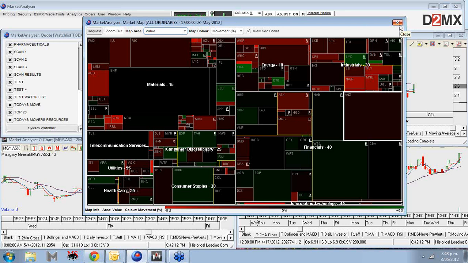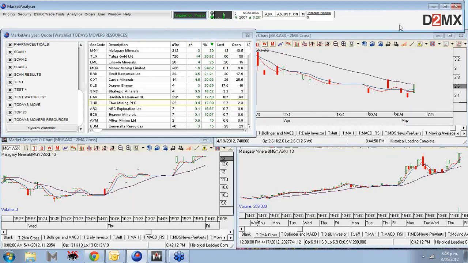I'll just touch on one more thing while we're working through things. That's a feature of the new Market Analyser, and that is the D2MX trade tools. Up in here we've got the Analyzer.